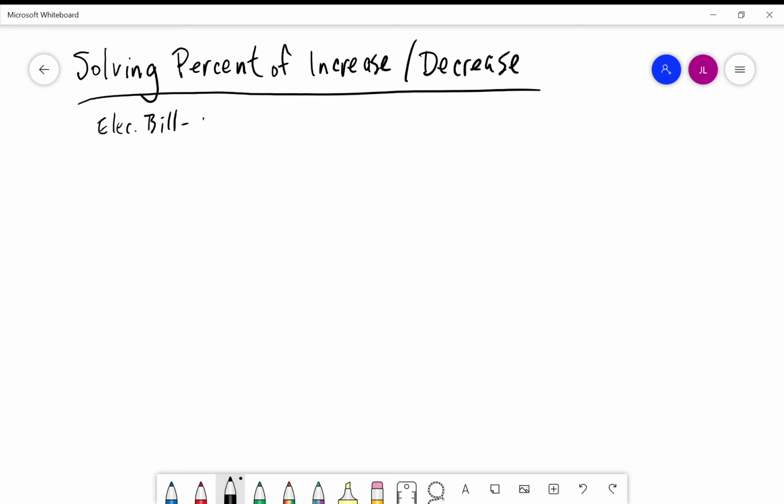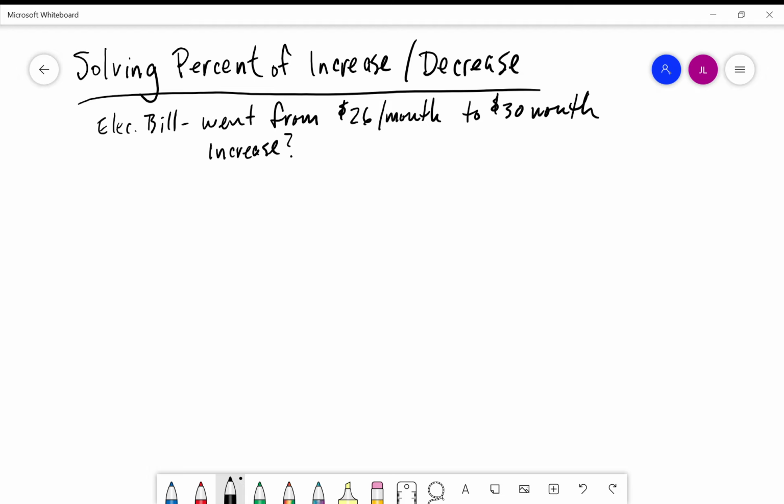And it went from, I don't know, let's say $26 a month to $30 a month. And we want to know what's the increase. Since it went up, we know it increased. When we think about this, where do we start? We started at $26 a month.